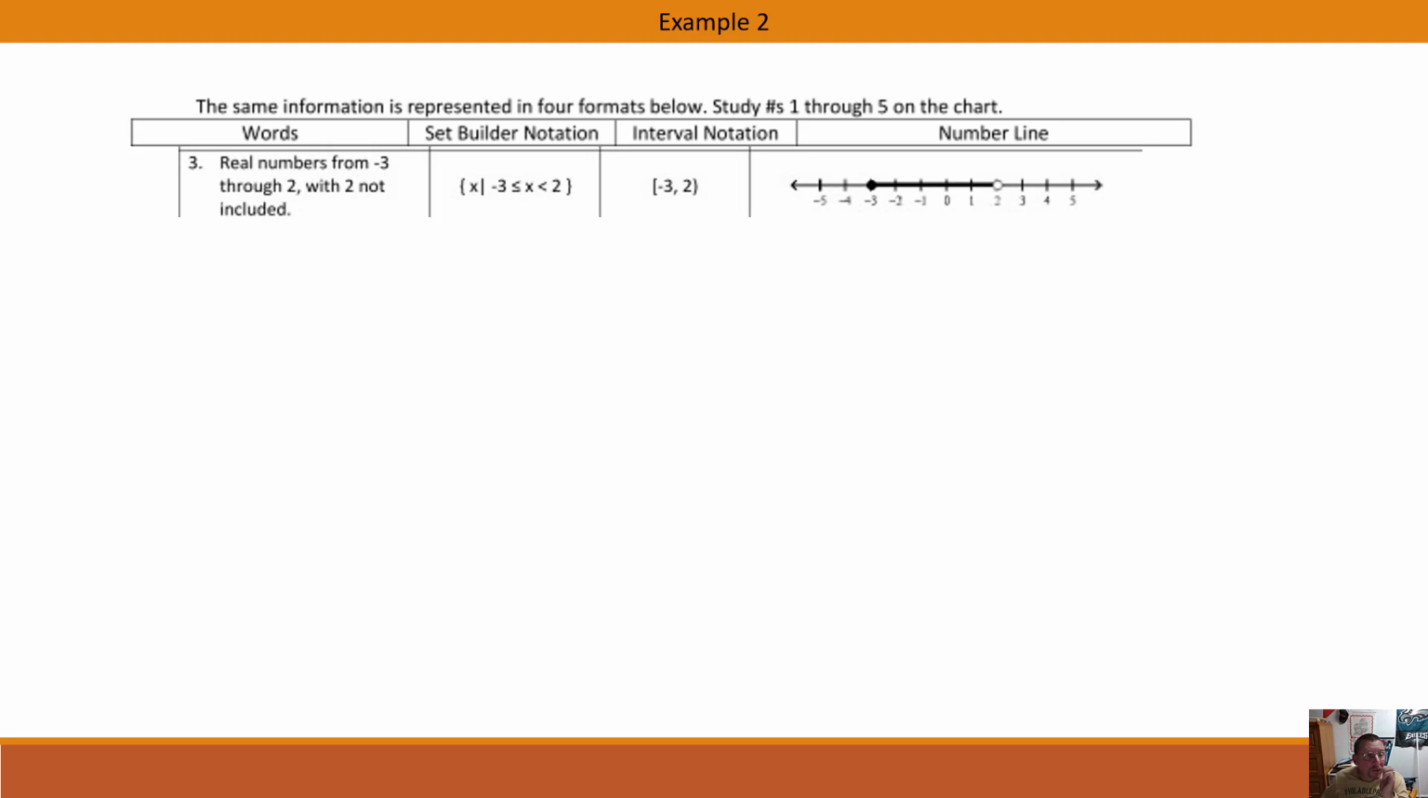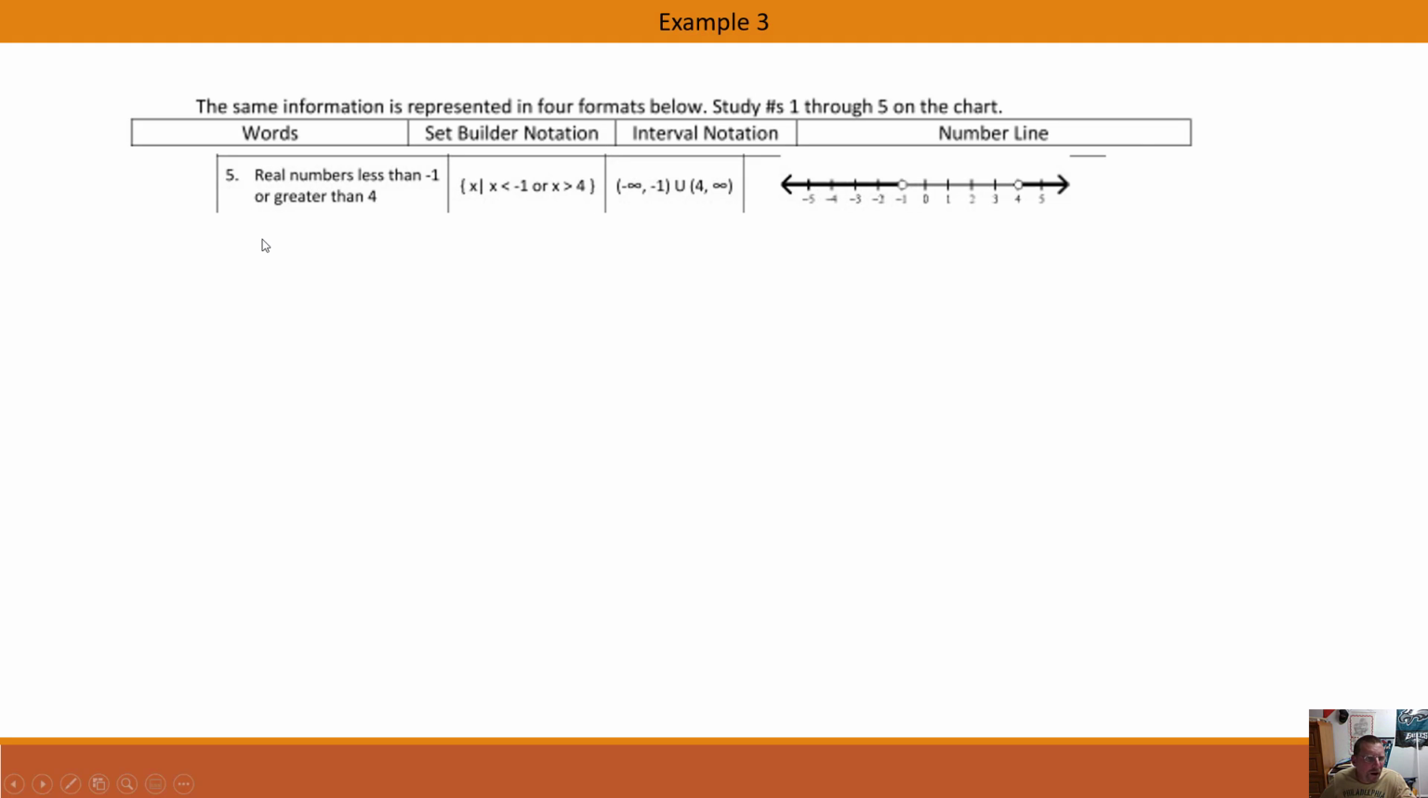Problem number 3, all the real numbers from negative 3 through 2 with 2 not included. So in inequality notation, that would be x is greater than or equal to negative 3. So notice negative 3 got equal because it is included, and less than 2, and 2 did not get the equal sign because it's not included. In interval notation, it would be bracket negative 3 comma 2. And if you were graphing on the number line, it would be a closed circle at negative 3, an open circle at 2, and you would just shade in between them.